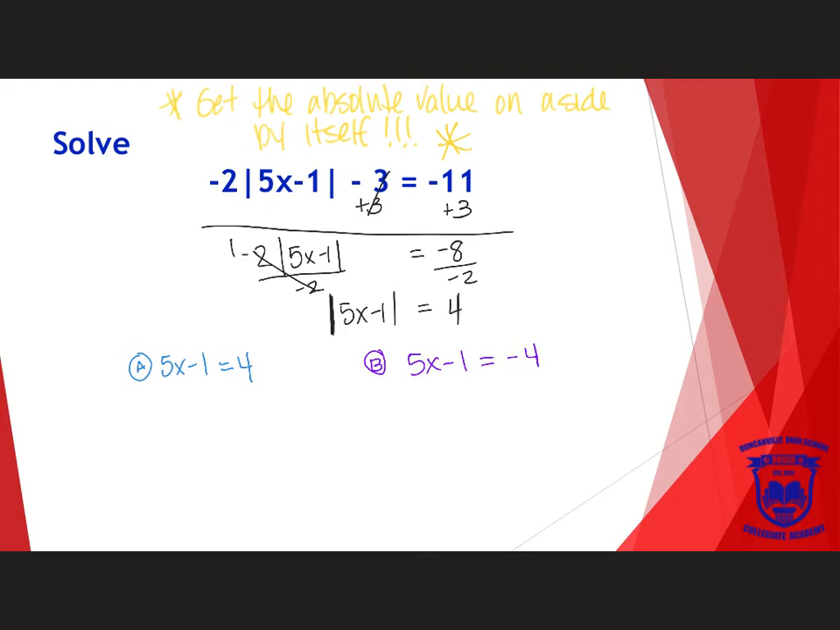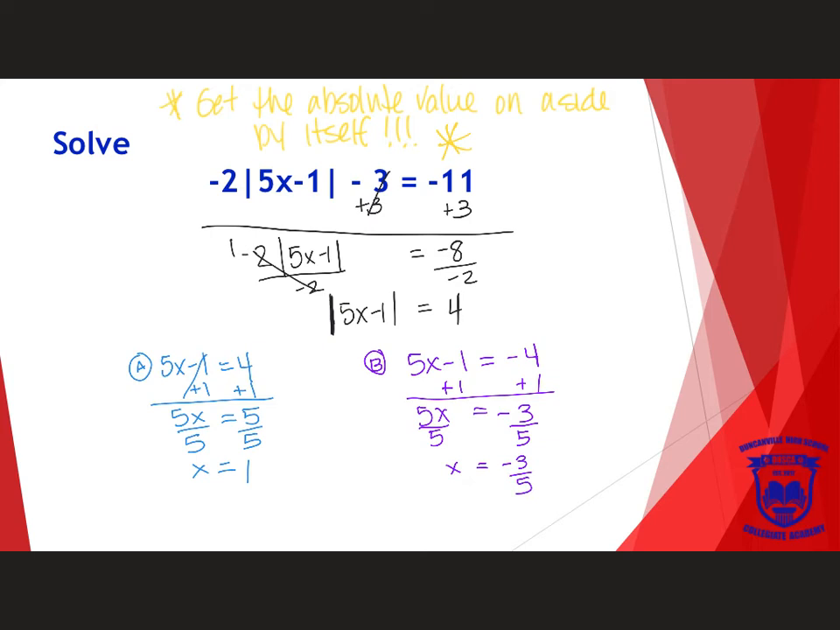So for the one on the left, I'm going to add 1 to both sides. So 5x, those cancel, is equal to 5. And then I'm going to divide both sides by 5 so that x is equal to 1. And then for the other one, I'm going to add 1 to both sides. So 5x is equal to negative 3. Divide both sides by 5. And x is equal to negative 3 over 5. So here are my 2 values. I have x is equal to 1 and x is equal to negative 3 over 5.